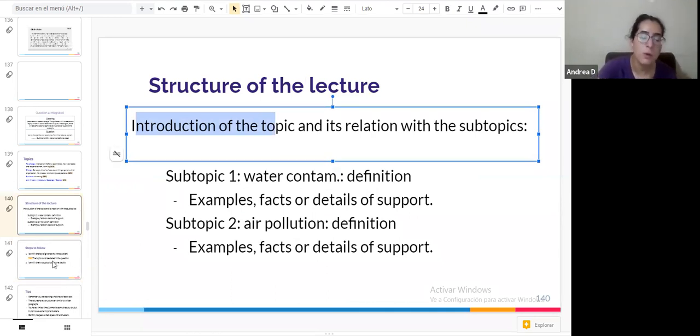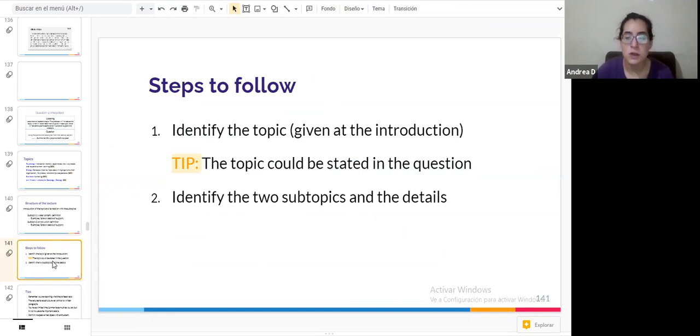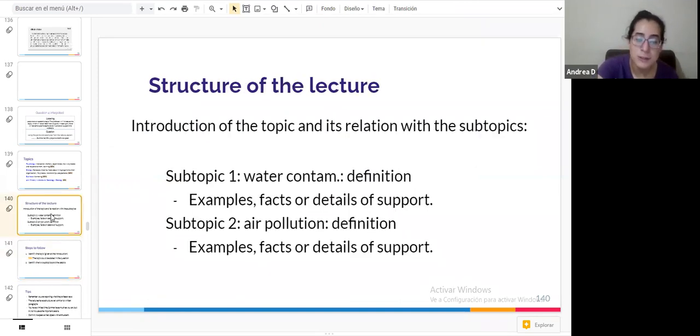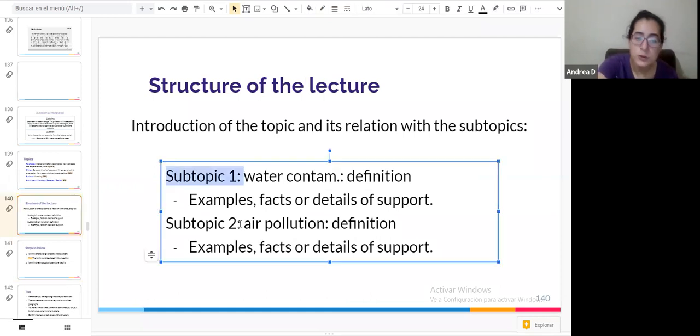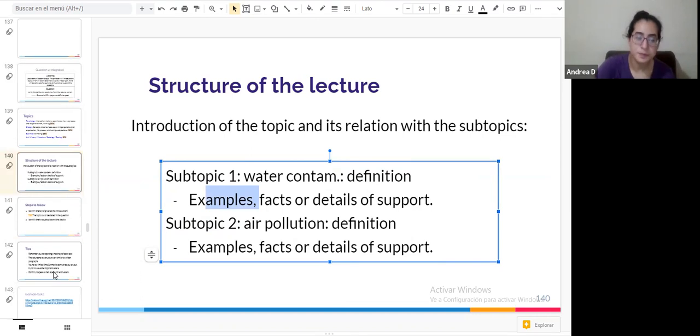So make sure that you read the question, that you use it in your response, because sometimes you even have the subtopics in there. You have both subtopics or maybe sometimes the examples as well. So just read the question.